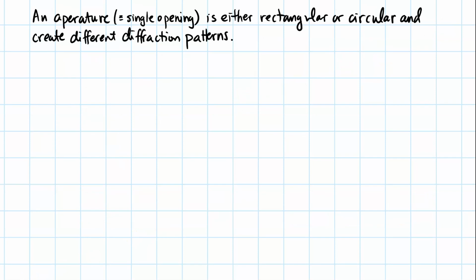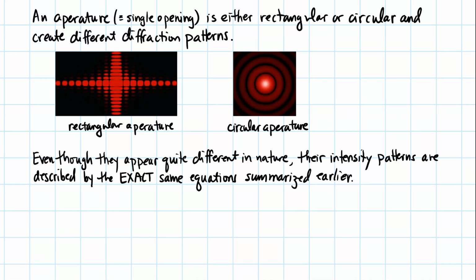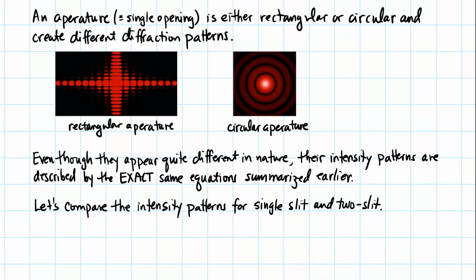An aperture, which is a single opening, is either rectangular or circular and creates different diffraction patterns. A rectangular aperture typically has this cross-type behavior, whereas a circular aperture gives you circular diffraction patterns. Even though these diffraction patterns appear quite different in nature, their intensity patterns are described by the exact same equations summarized earlier. Let's compare the intensity patterns for single slit and 2 slit.